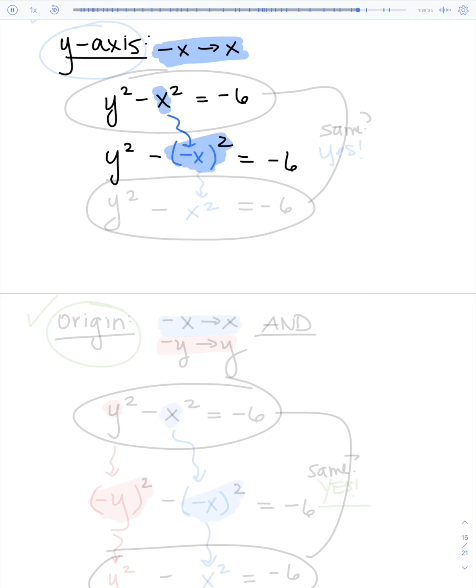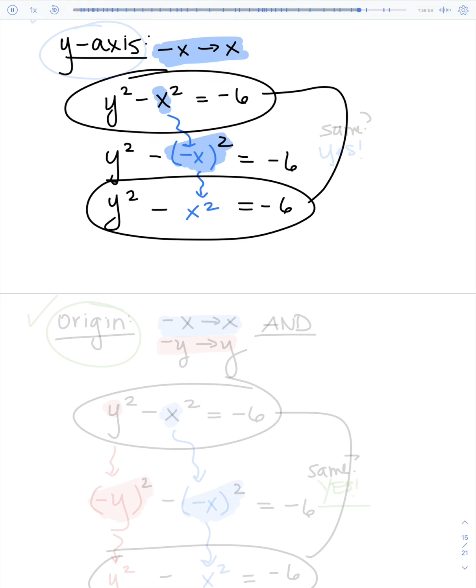So the question is, what happens when you square a -x? Well, it's an even exponent. What happens when you square or do an even exponent to a negative number is it will become positive. So that'll just become a positive x squared. The -6 will stay the same. So now let's compare it to the original. And what do we notice? We have a y squared minus x squared equals -6. Are they the same? Absolutely yes. So, does it have y-axis symmetry? Yes.